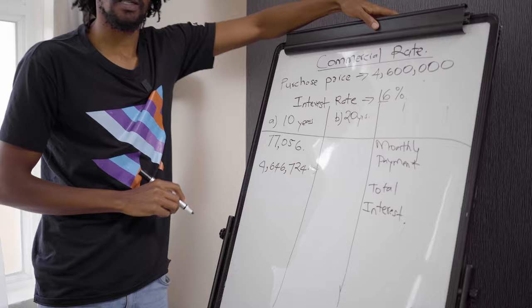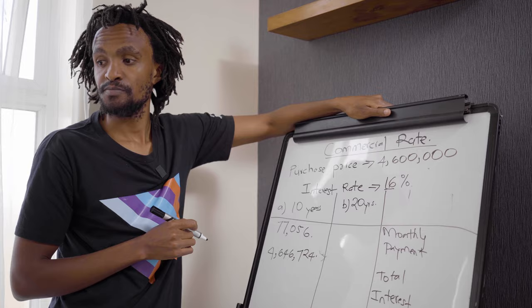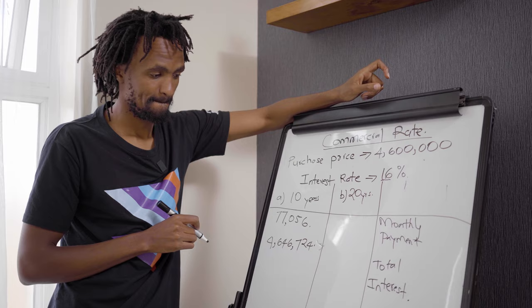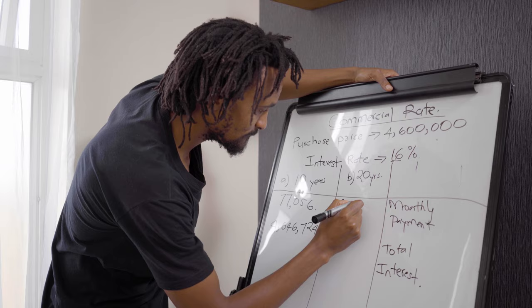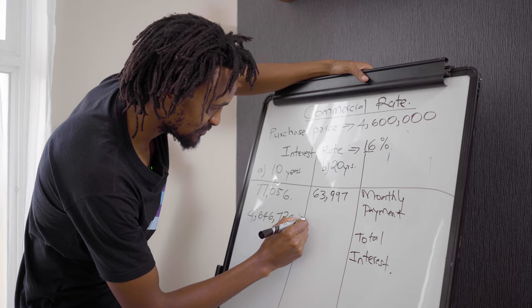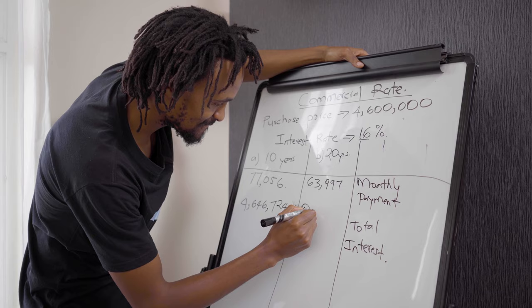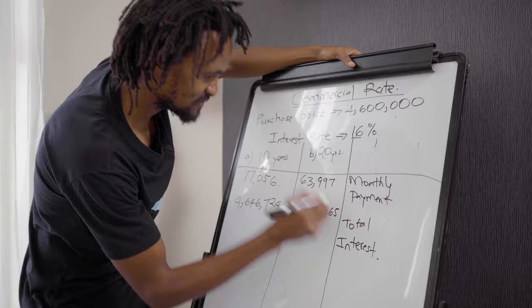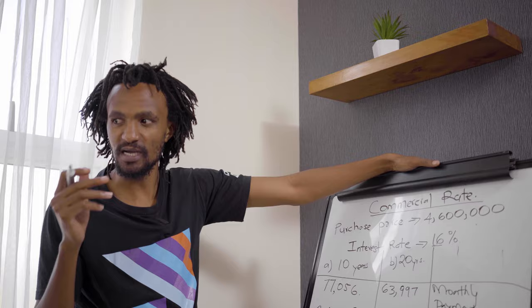Oh, yeah. Let's go to the scenario. Same scenario, 20 years. Now this is going to be crazy. Monthly payment is 63,997. The total interest, 10 million? Come on. 10,759,465. Yes. So people who are going to watch this video can really appreciate where Nyumba Bila Kiulizo is such a steal.